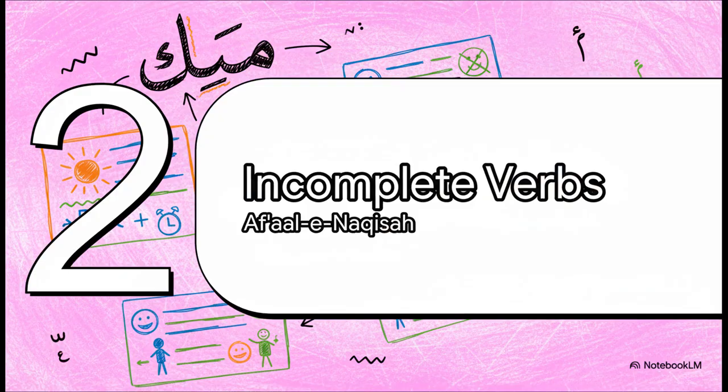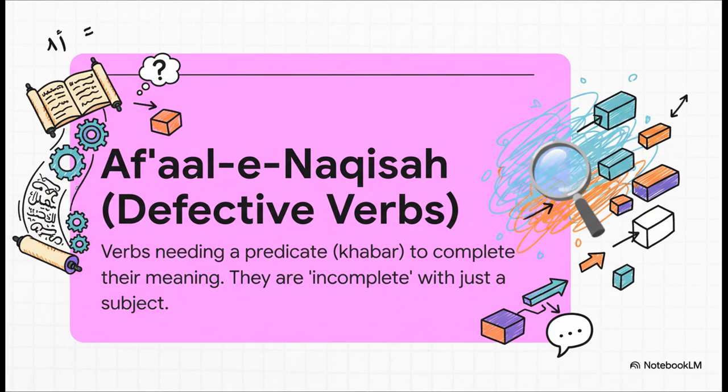So how do we give this sentence a past or a future? The solution is this really cool class of verbs called Afaal-e-Naqisah, which literally translates to incomplete verbs. Now, the name itself gives us a huge clue. They're called incomplete, not because they're faulty or broken. It's because unlike a normal verb like kataba, he wrote, which is a complete thought, a verb like kana, he was, just doesn't make sense on its own. He was what? It's hanging there. Incomplete. It needs a predicate to finish the idea.